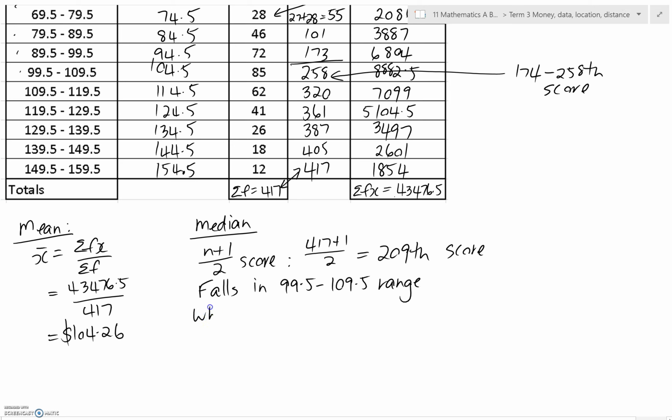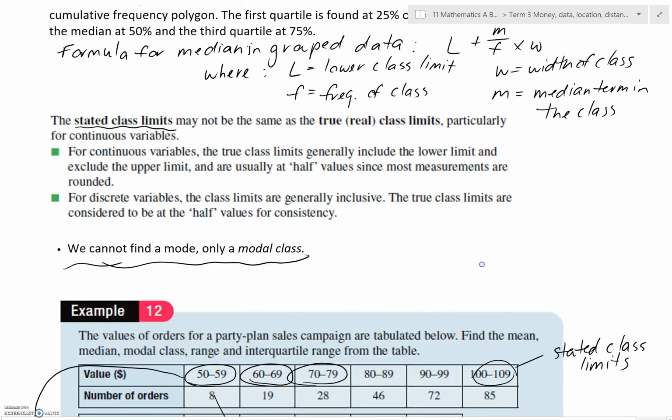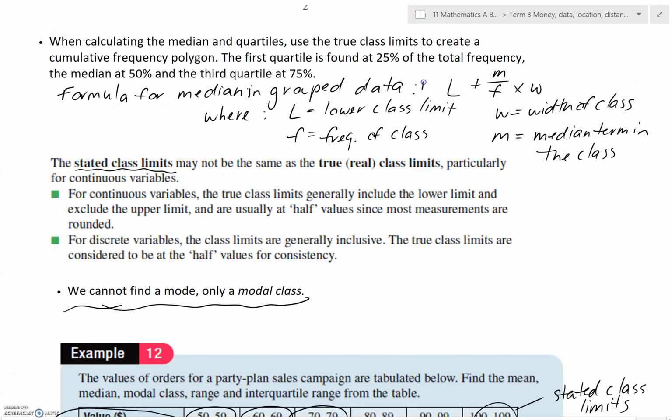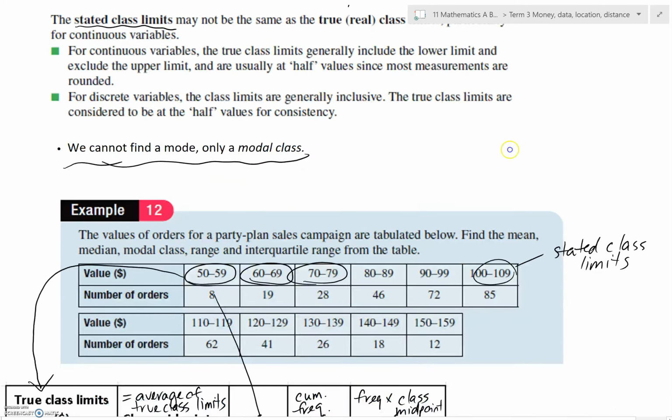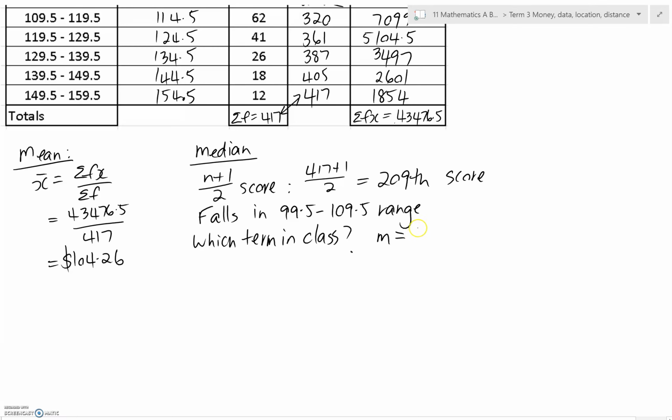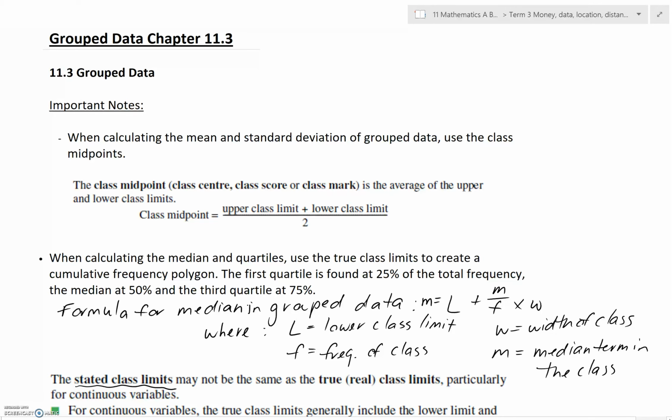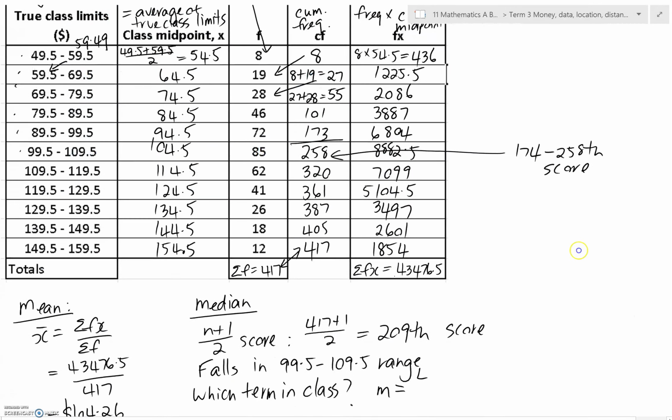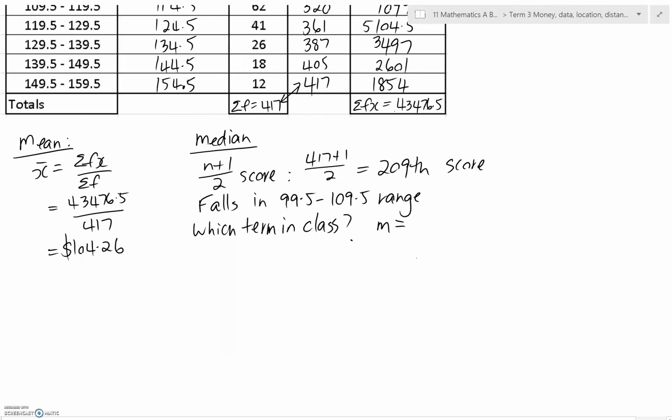Now, this is where we use that formula I gave you a bit above. So, which term in the class? You're going to use that formula, which was up here. What is it? Median equals L plus M over F times W. Better look back. M equals L plus M over F times W. Okay, so where do those values come from?